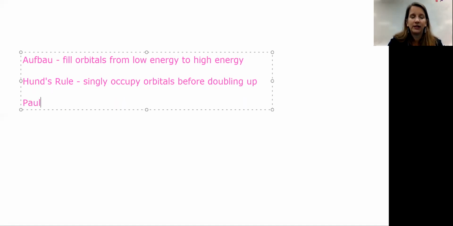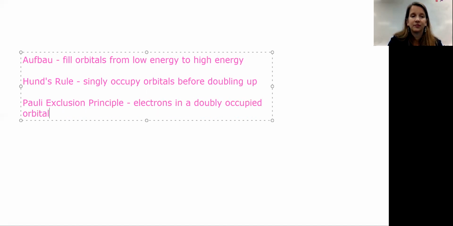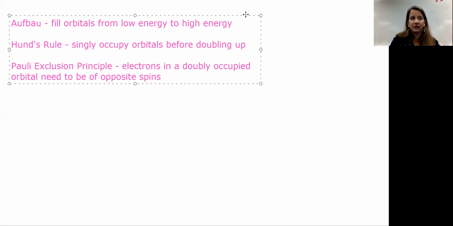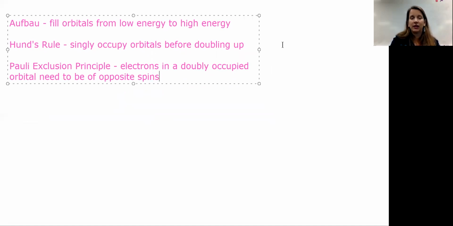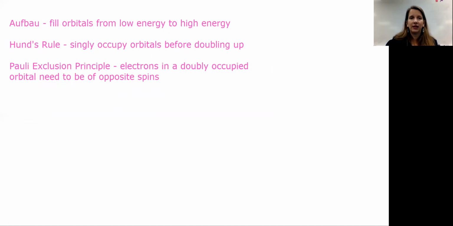Then our last one is the Pauli exclusion principle. This says that electrons in a doubly occupied orbital need to be of opposite spins. When we are drawing our orbital diagrams, we're going to have lines to represent the orbitals, but then we're going to have arrows to represent the electrons. So in a doubly occupied orbital, you would have 1 up arrow and 1 down arrow.